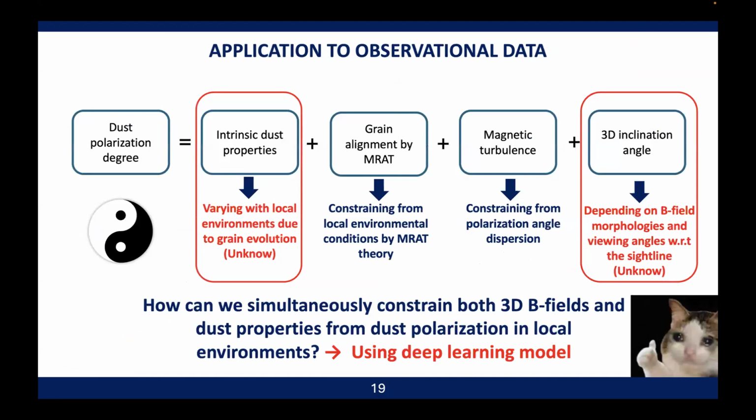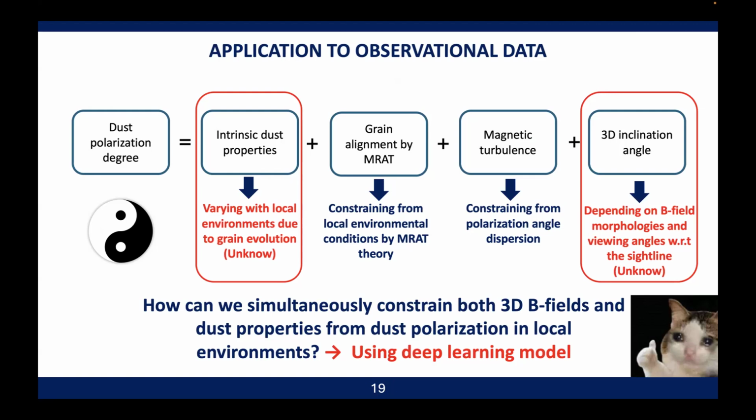So this is how we apply the new technique to the real observational data. In order to do that, we need to constrain the intrinsic dust property, the grain alignment, and also the magnetic turbulence. The intrinsic dust property, both the size distribution and the grain shape, is the most important factor. However, it is also affected by the different local environments due to grain evolution, such as grain growth and grain disruption, and it will cause degeneracy when we try to accurately trace the 3D magnetic field using dust polarization.